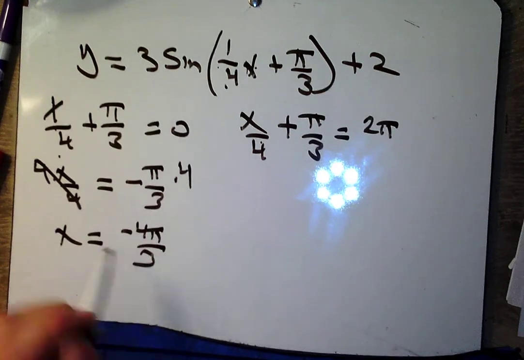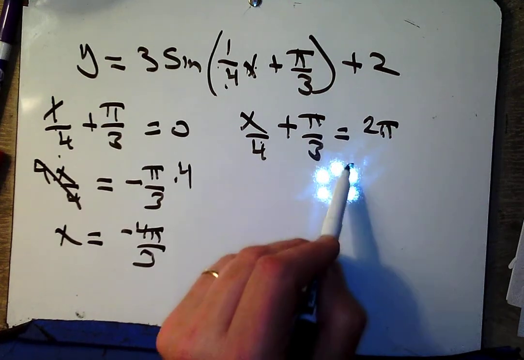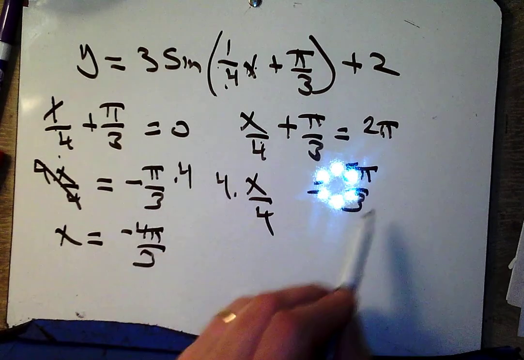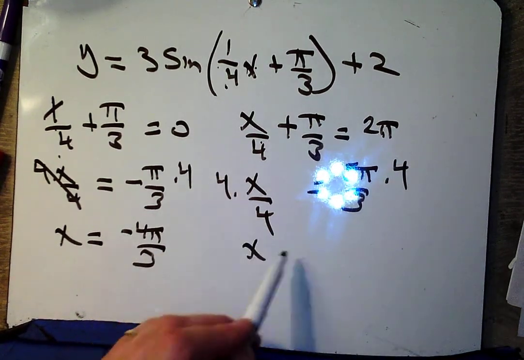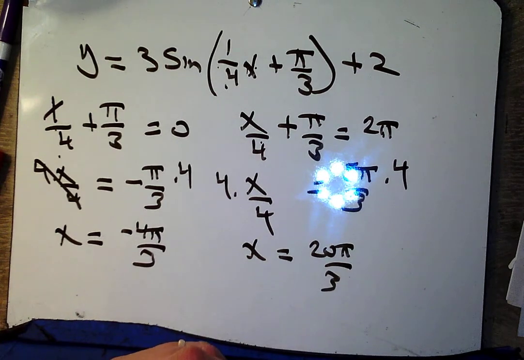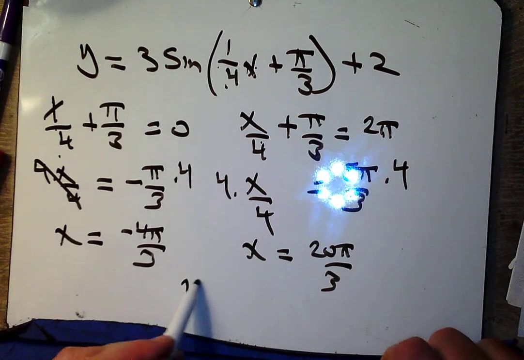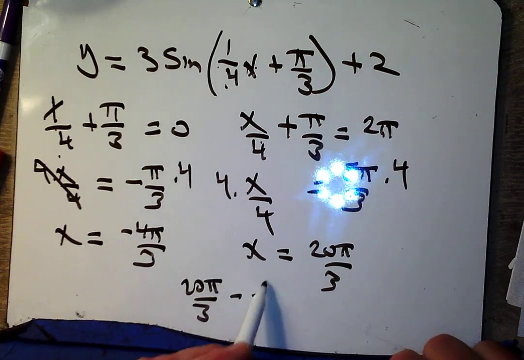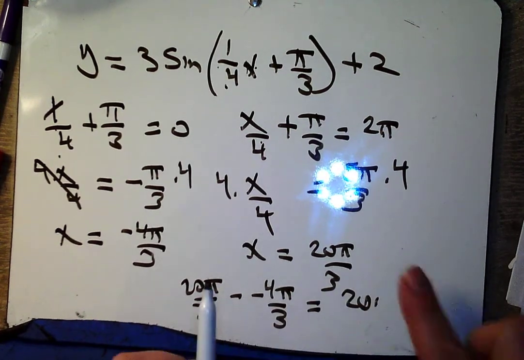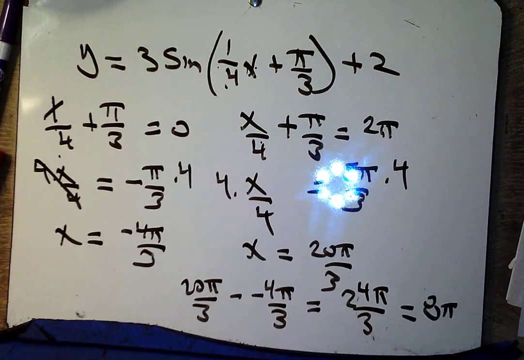This is where our 1 period starts. 6 pi over 3 minus 1 pi over 3 is 5 pi over 3. And I'm going to multiply both sides by 4. So x equals 20 pi over 3. Well, that's... So what is the distance here? It's going to be 20 pi over 3 minus a minus 4 pi over 3, which is 24 pi over 3, or 8 pi.